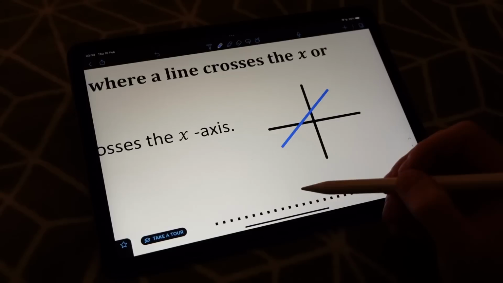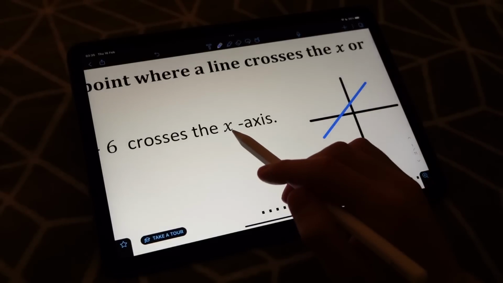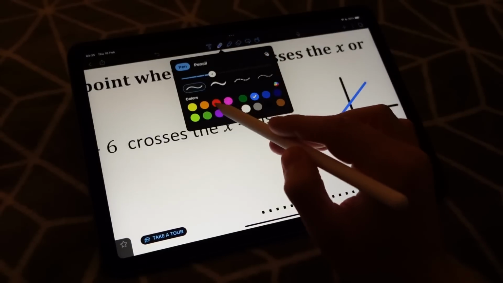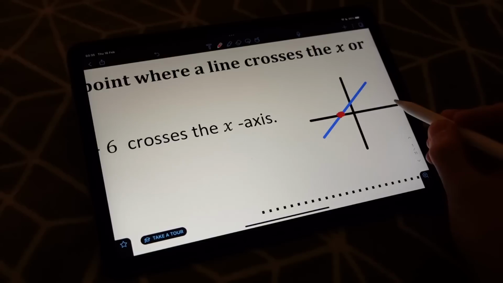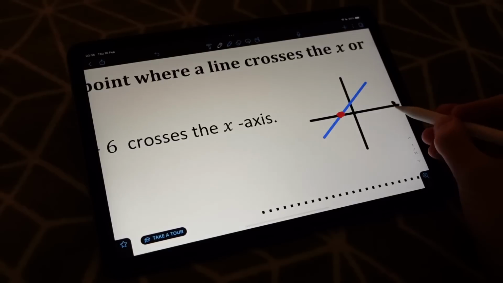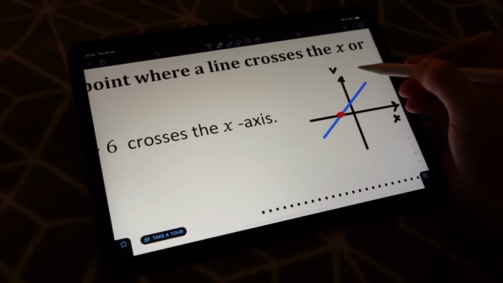And we simply want to work out where this line crosses the x-axis. So that would be at this point, right here, because this is our x-axis. And this is our y-axis.